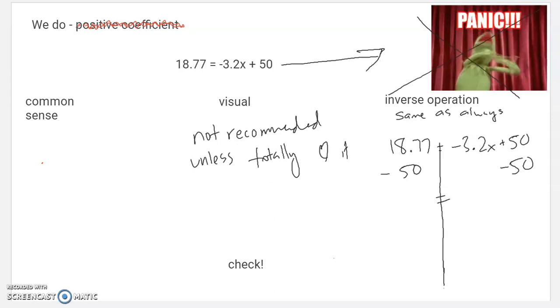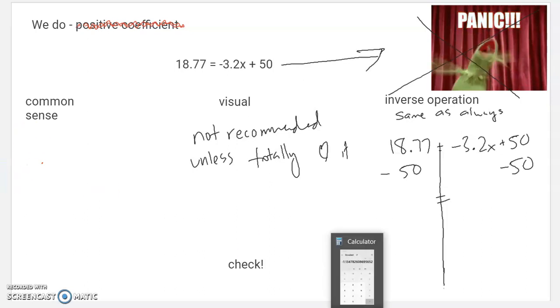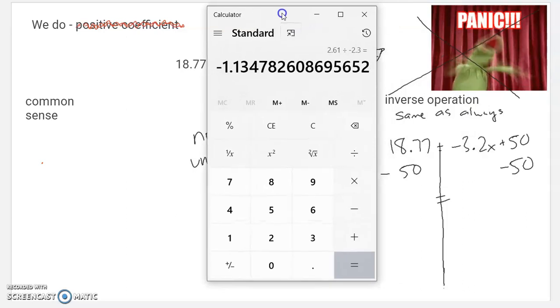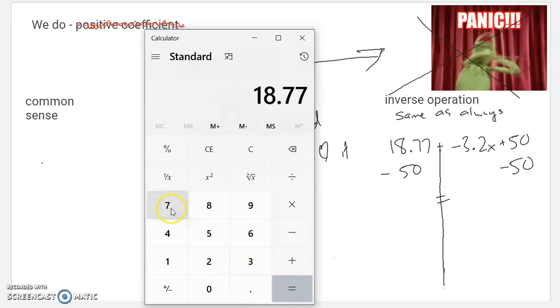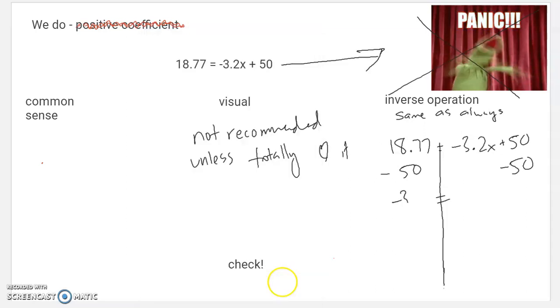I don't know. I could figure it out with no calculator, but that's not my goal for you here today. My goal for you here today is just to not panic on these equations and solve them with a calculator. 18 77/100 minus 50 is that. Makes sense. It's about 20 minus about 50 is about -30. Those made 0.